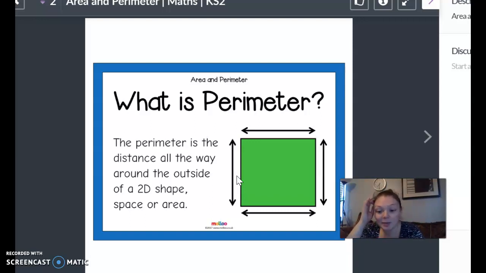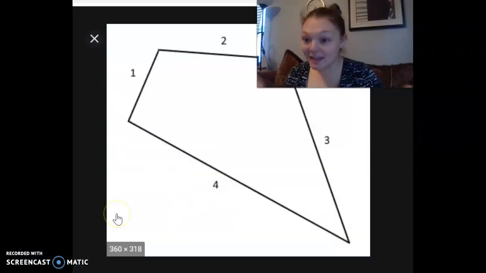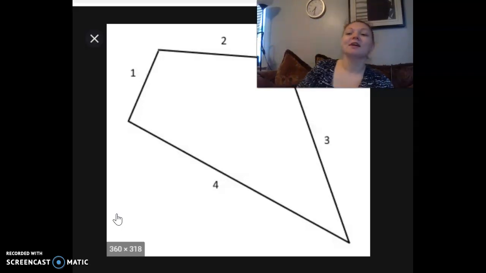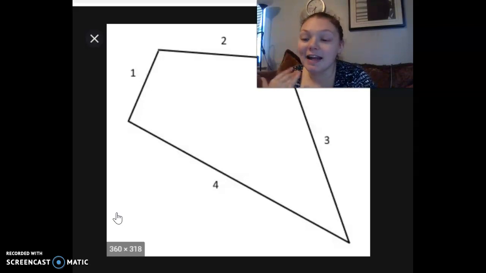So when you get a perimeter problem, you need to look at what the shape is. Okay, so we know that a square, all the sides are the same. If it's not a square, say, for example, we have this shape. So it's not a rectangle, it's not a square, all the sides are different lengths. It's one shape. It's a quadrilateral. Make sure you remember that because it has 4 sides, okay?